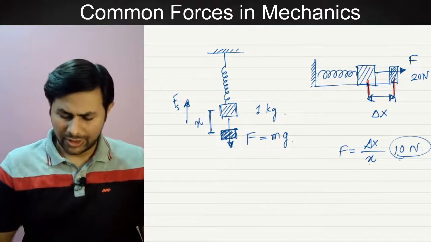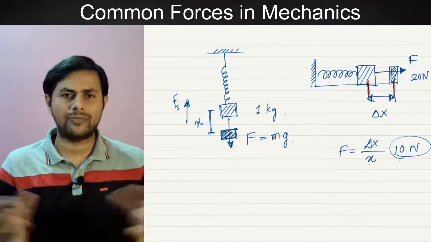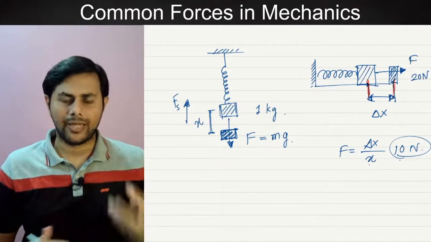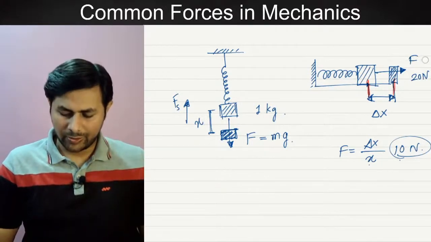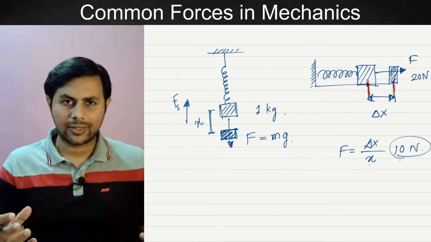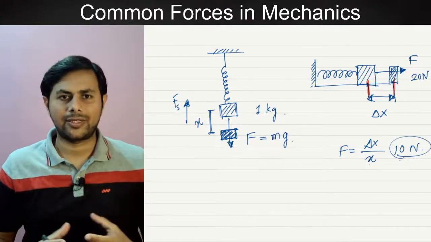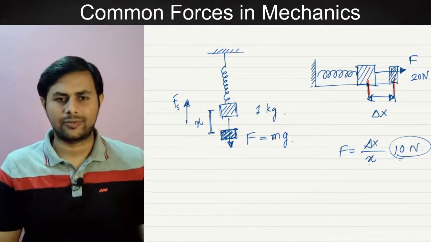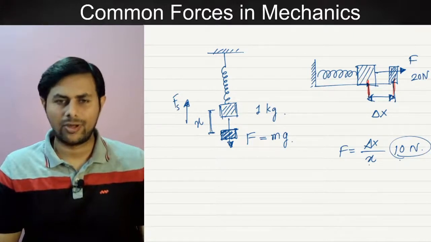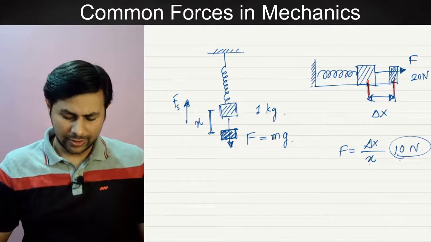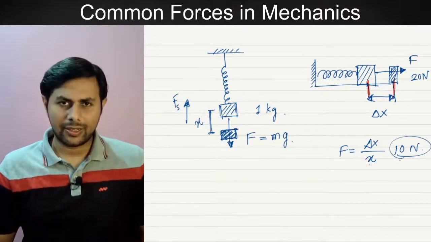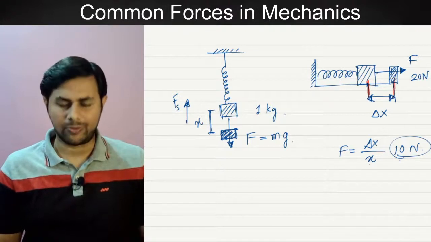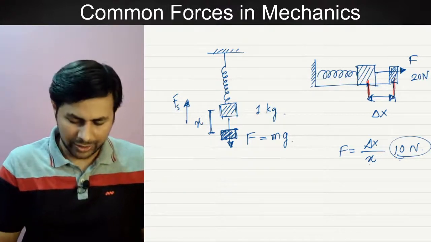Okay, so just by comparing the displacements: for 10 newtons the displacement is x, and for this force the displacement is delta x. So delta x divided by x multiplied by 10 newtons will give me this force. Or what we can do is calculate k, and then k times delta x will give us this force. Okay, how do we calculate k?